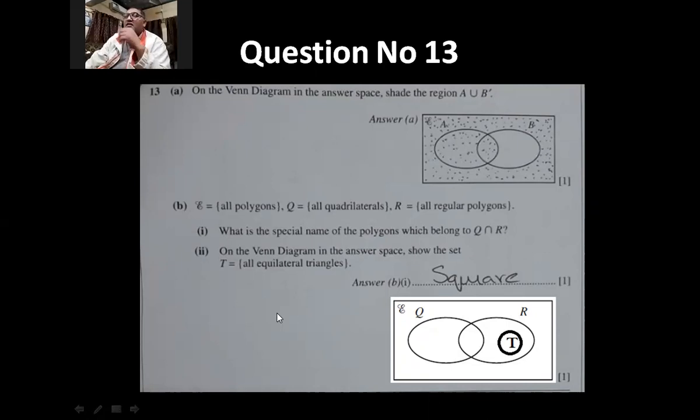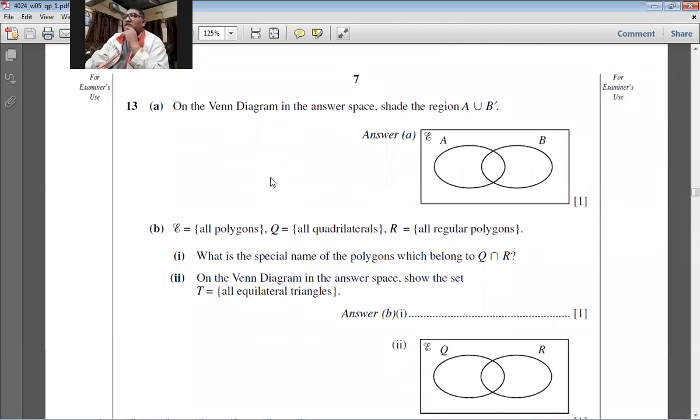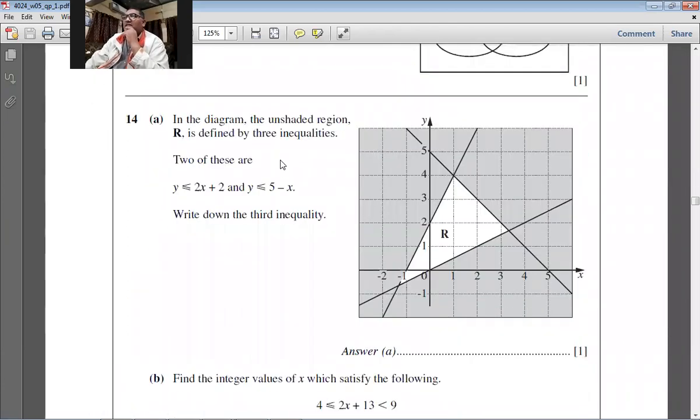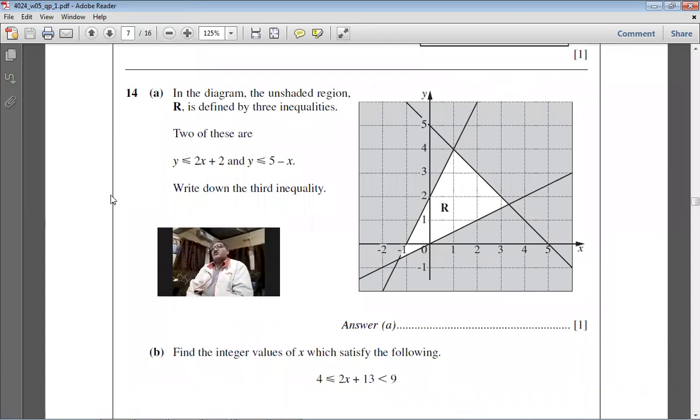Hopefully you understand. So let's move to the next part. That was question number 13. Hopefully you understand how we have done this. So here we go, question number 14. In the diagram, the unshaded region R is defined by three inequalities. Two of these are given. Let me first talk about this line. In this line, you can see y is less than or equal to 2x plus 2. So this is a line whose gradient is 2, which is positive, and its y-intercept is 2.